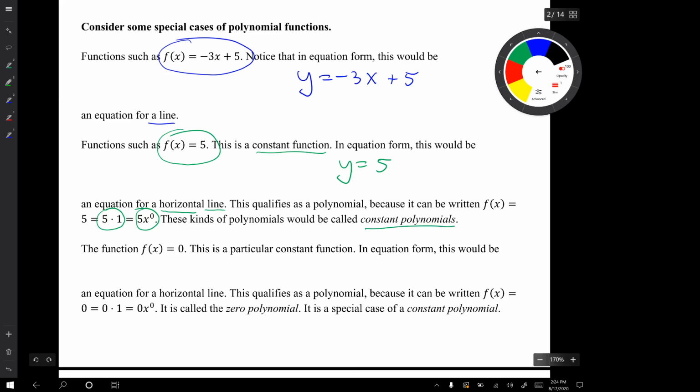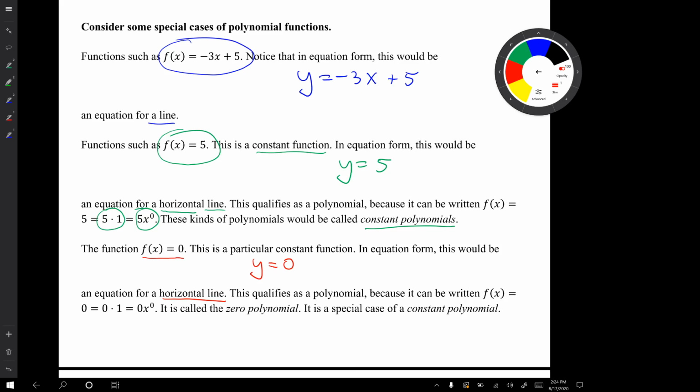And another kind of polynomial, a special kind of polynomial, is this one, f of x equals 0. This is a particular kind of constant function. In equation form, this would be y equals 0. So we have an equation for a horizontal line. This qualifies as a polynomial because it could be rewritten in the following way.